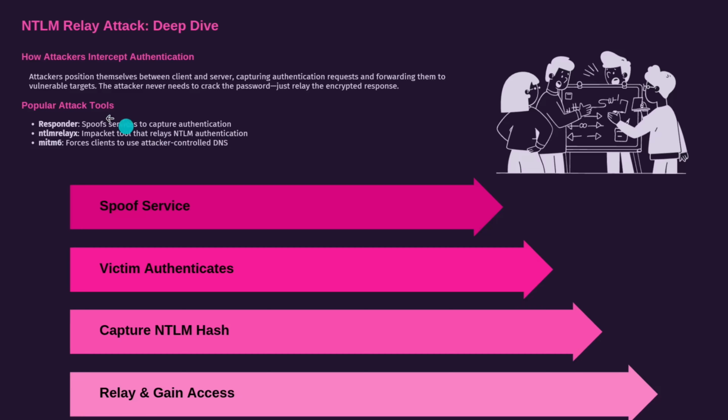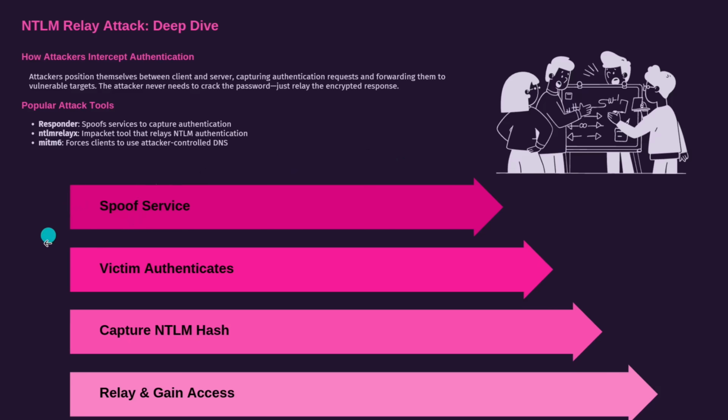So in the practical session, we are going to use three main tools to do this lab process. First is Responder. Responder is a script which spoofs services to capture authentications. Second is ntlmrelayx. It is an Impacket tool script that relays NTLM authentication. And third is the most dangerous you can think of, that is mitm6. It is a tool that forces the client to use an attacker-controlled DNS.